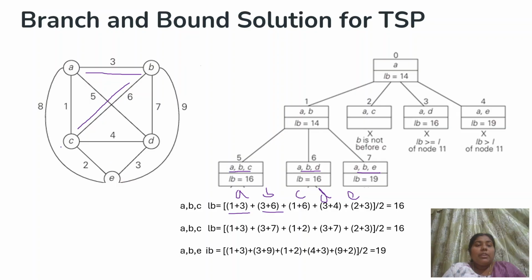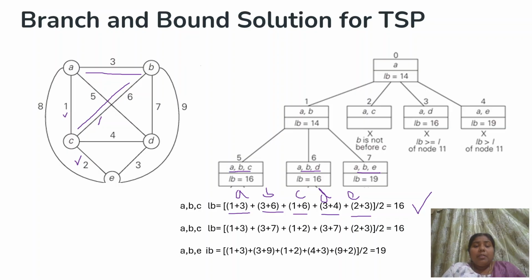And next from node C, the two minimum costs are 1 as well as 2. But what is the path here? The path is from B to C. So I am in a situation to select this one. So the path I am giving here is 1 plus 6. And for node D, the two smallest are 3 and 4. And for node E, the two smallest are 2 plus 3. So the total cost is 16.